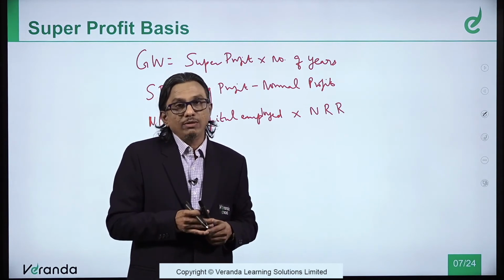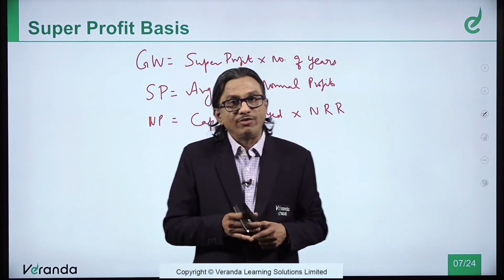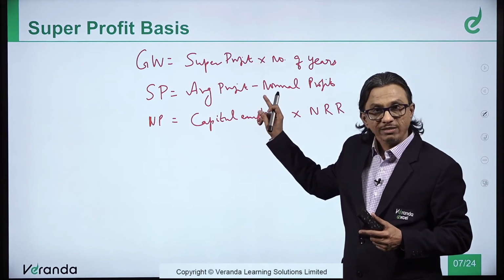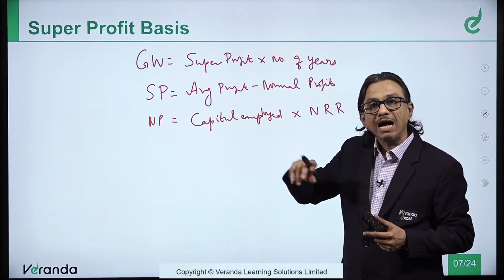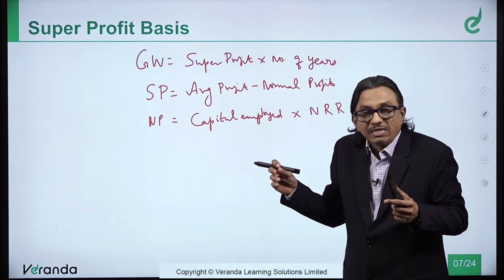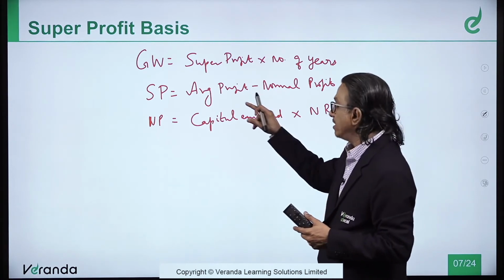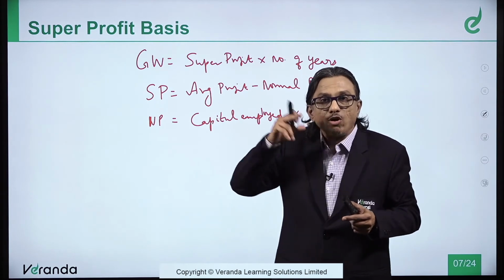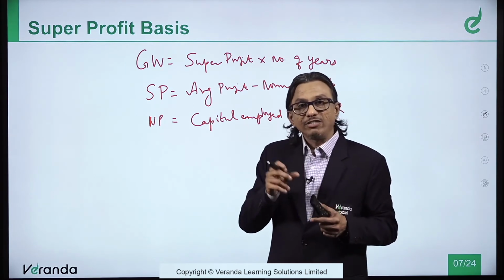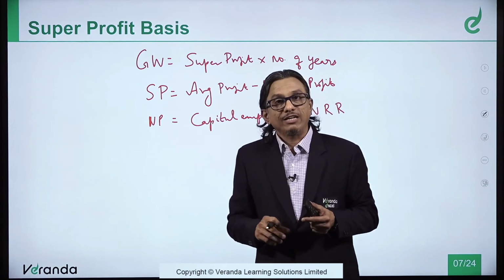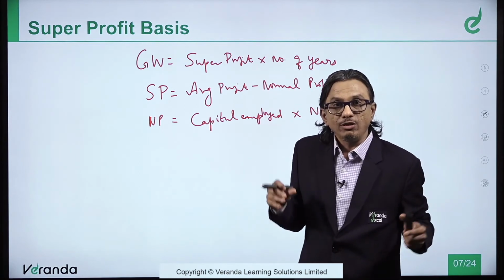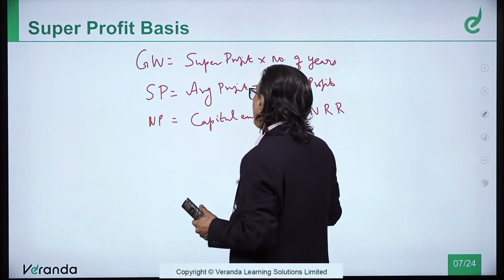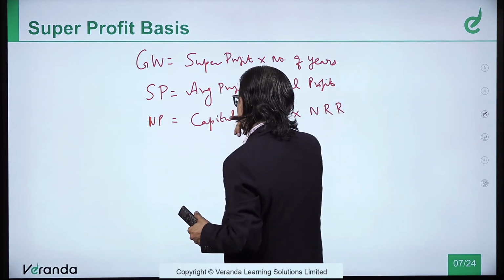Therefore, what do we do? To determine super profit, we compare the average profit with normal profit. Normal profit is the profit you would have earned from the same business in that industry. Average is what you have earned. If what you have earned is more than normal, you are super. The difference is called super profit. That you have to multiply by the number of years to find the value of your goodwill. Clear?